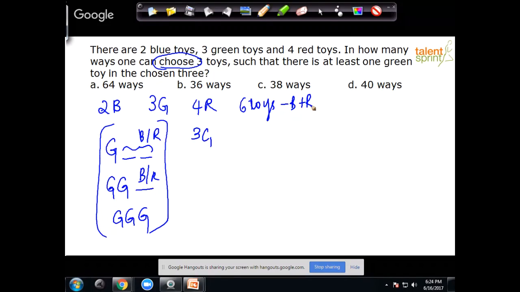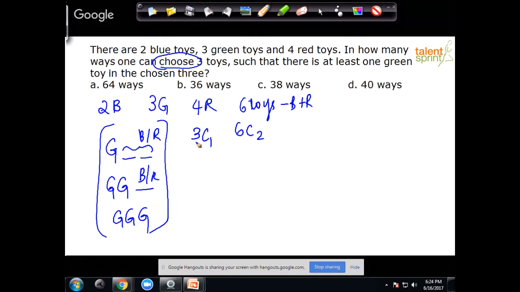Out of these 6 toys, you have to select any 2 toys. It can be anything. It can be 2 red, 2 blue, correct? Or 1 red, 1 blue. So in how many ways can I do that? I can do that in 6C2 ways. Out of the 6 remaining toys, I have to select any 2 toys.